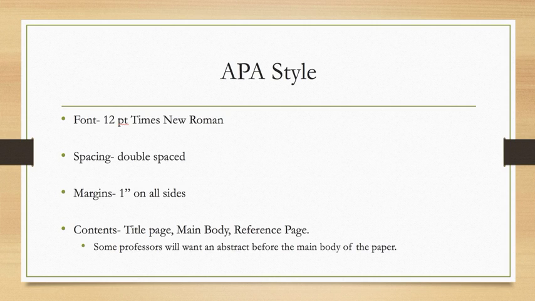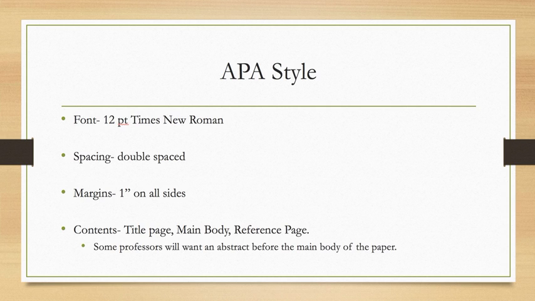So key information with APA is 12-point Times New Roman. You want to make sure your paper is double spaced with 1-inch margins on all sides, which is pretty much standard. You're going to have your contents, which are your title page, the main body, and your reference page. Depending on the paper, you're going to have different lengths of your main body. Always make sure you have an introduction and a conclusion. Those are two key areas.